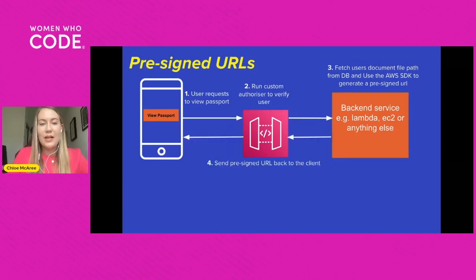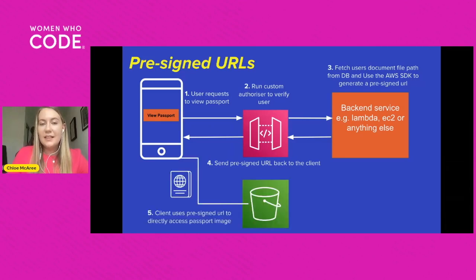Once the pre-signed URL is generated, we send it back to the client. The client can then use this authenticated URL to directly access the passport stored in S3 without requiring any further authentication until that URL expires. So this way, the user can securely access their passport image from S3 directly without us exposing any AWS credentials or granting long-time access permissions.